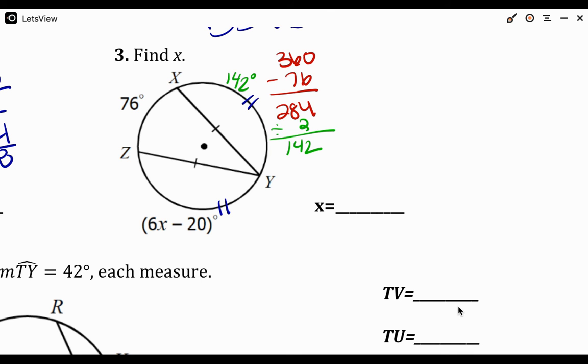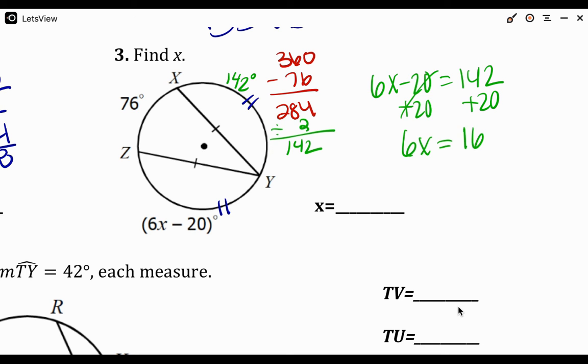So now take your arcs, put them equal to each other. So 6x minus 20 is equal to 142. Now you solve like normal, so add 20 to both sides. So we get 6x is equal to 162. Divide by 6. X is equal to 27.